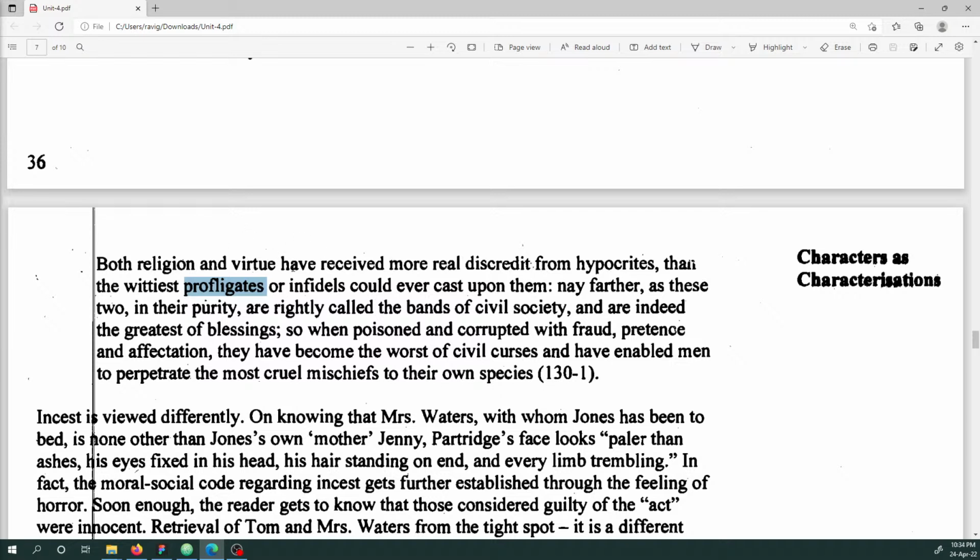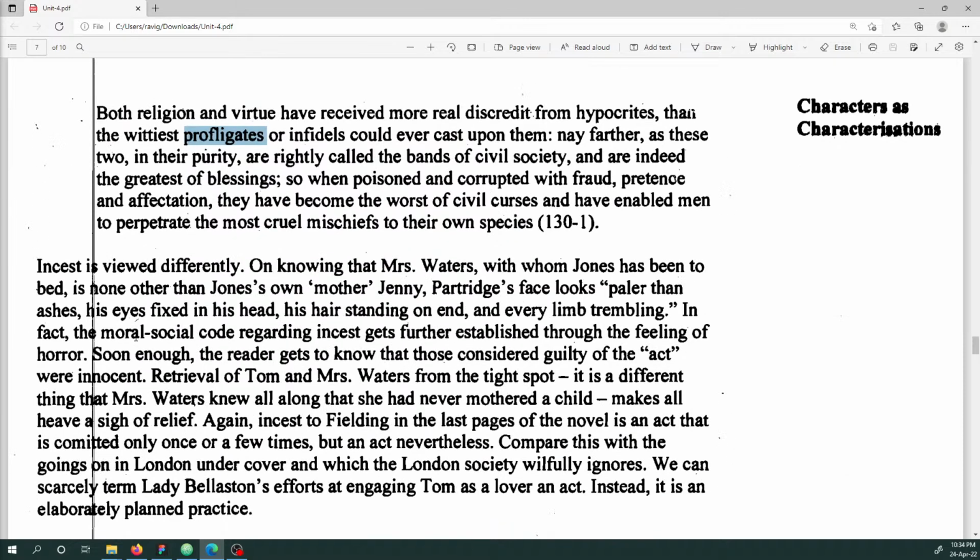Both religion and virtue have received more real discredit from hypocrites than the wittiest profligates and infidels could ever cast upon them. Nay, further, as these two, in their purity, are rightly called the bonds of civil society, and are indeed the greatest of blessings, so, when poisoned or corrupted with fraud, pretense, and affectation, they have become the worst of civil curses and have enabled man to perpetrate the most cruel mischiefs to their own species.